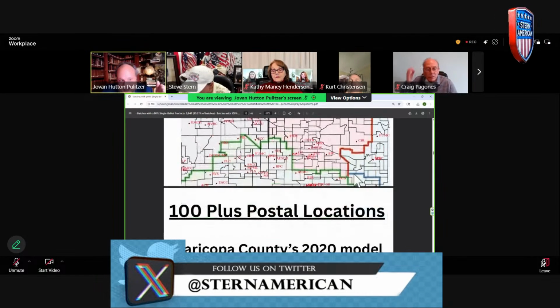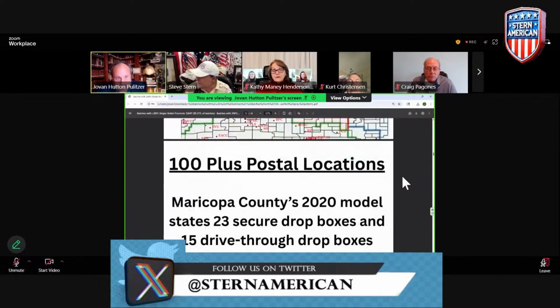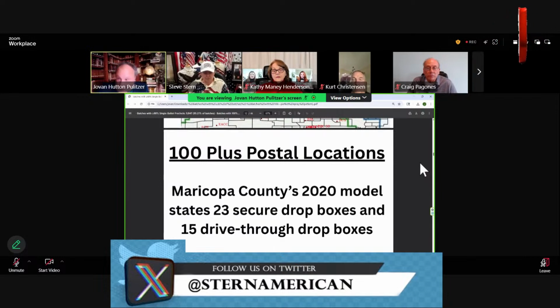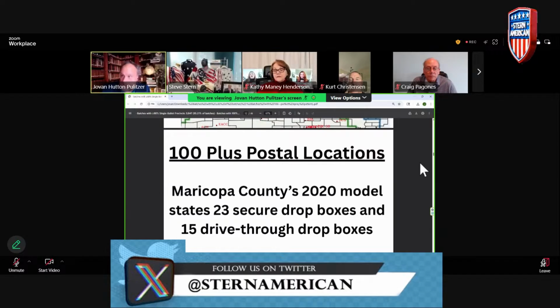Let me show you why this information is very critical. In all of Maricopa County, there are 100 plus postal locations. Now, let me let you know what a postal location is. A postal location is a physical United States Postal Service office. Okay? If you were to also incorporate, which we did, there were 23 supposedly secure drop boxes, and there were 15 drive-through drop boxes. So we tracked everything.